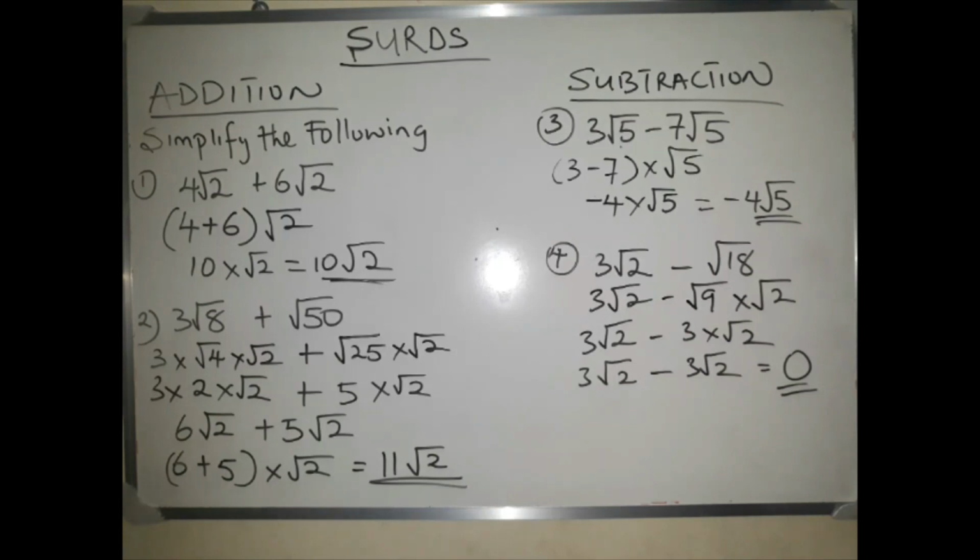So once again, in subtraction of surds, the first thing you need to do is simplify the surds to ensure that they become like terms. Then when they have become like terms, what do you do? You subtract the whole numbers from each other, and then you multiply what is left by the like surds to get your answer. So I hope this video is very helpful to you.